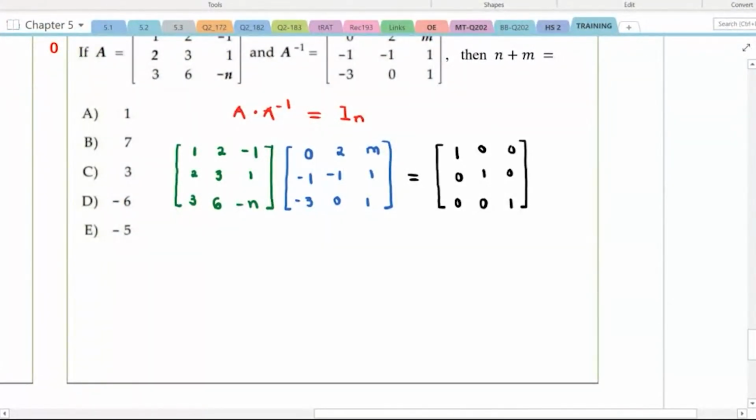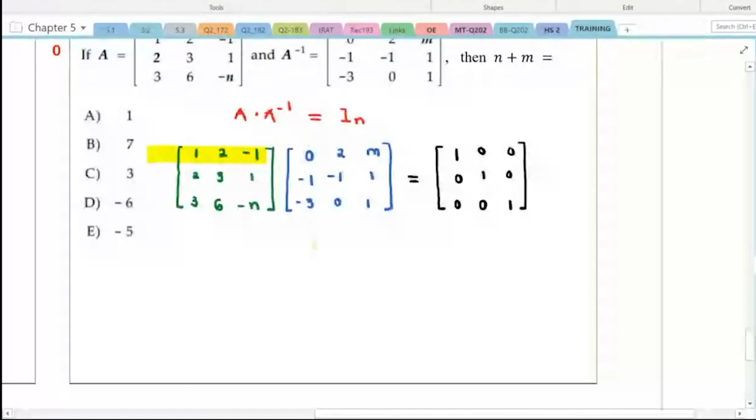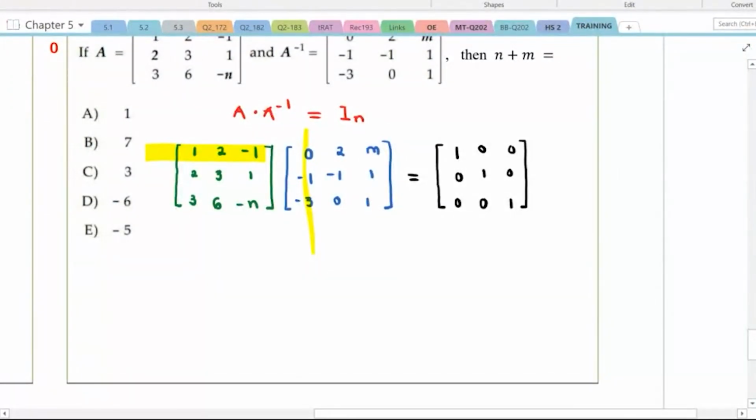Okay, gentlemen. Now, what do we do? We want to find m and n. Here, care must be taken. Look at it, for example. If I multiply row number 1 with column number 1 here, it will just give me a number. It's not giving me n. That is not my target. My target is to look into the row that contains n. So, gentlemen, I can look at, for example, row number 3, because there is n there.